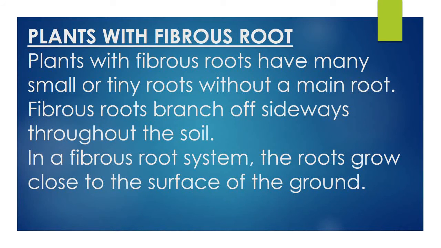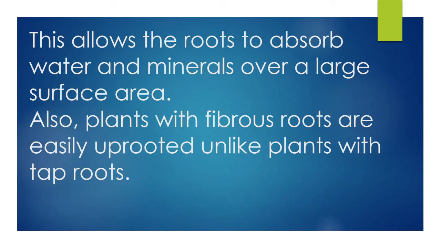Plants with fibrous roots have many small or tiny roots without a main root. Fibrous roots branch off sideways throughout the soil. In a fibrous root system, the roots grow close to the surface of the ground. This allows the roots to absorb water and minerals over a large surface area. Also, plants with fibrous roots are easily uprooted, unlike plants with tap roots.